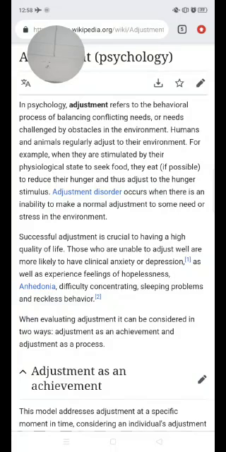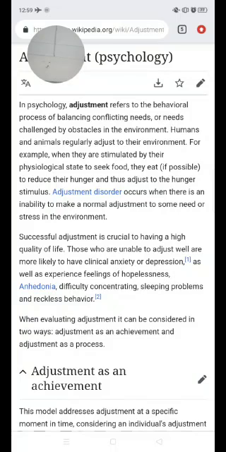So it's not only about the hunger, the adjustment can be in any field. So adjustment with environment, adjustment with our neighbors, adjustment with our politicians, adjustment with anything, any like adjustment in school staff. So all the things which we need to adjust according to the situation, that is called adjustment.